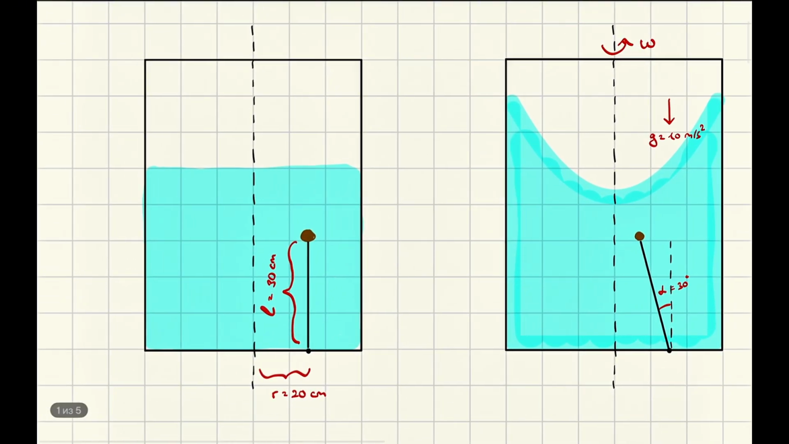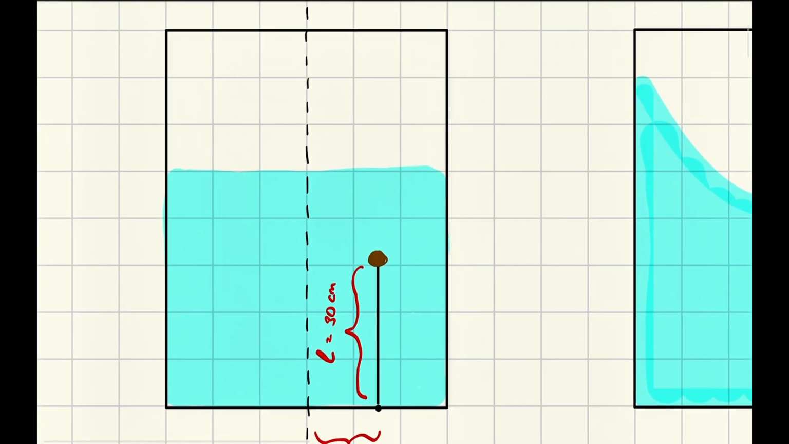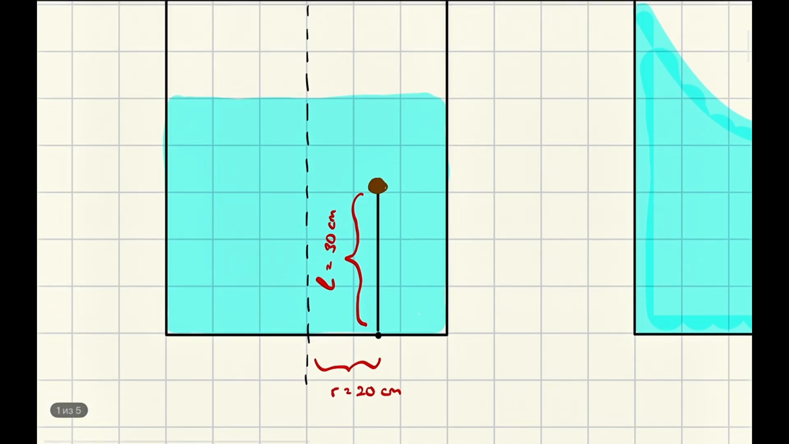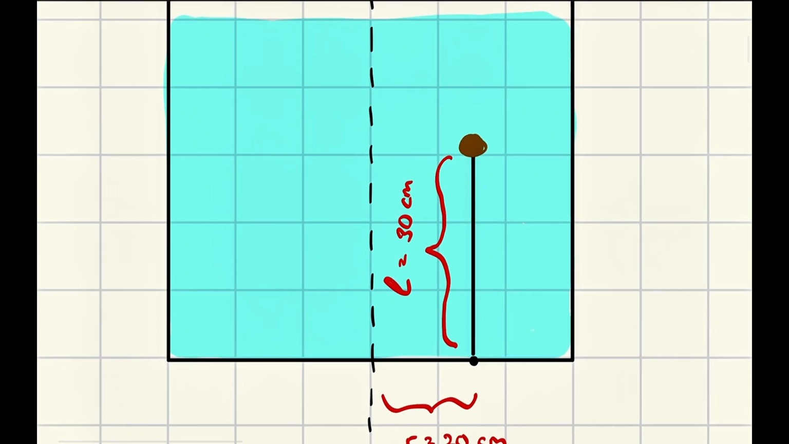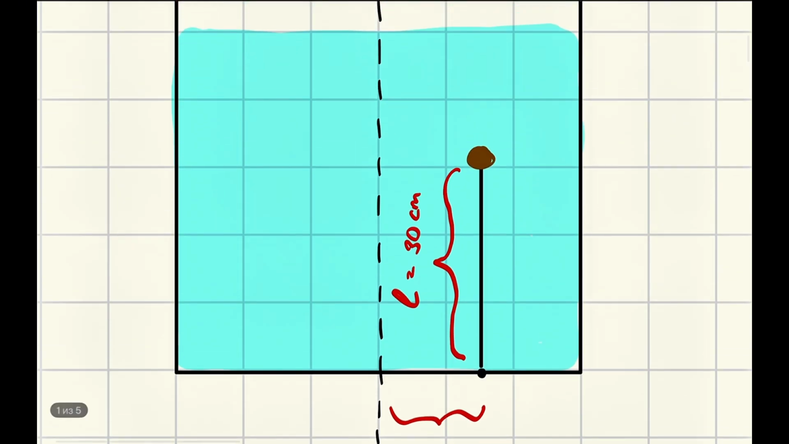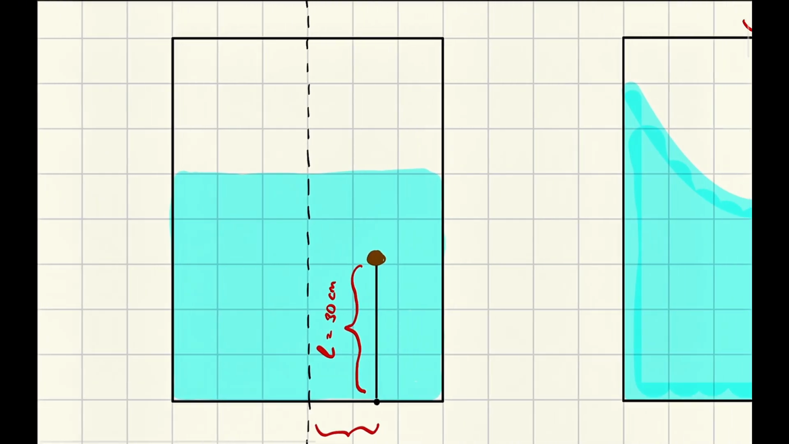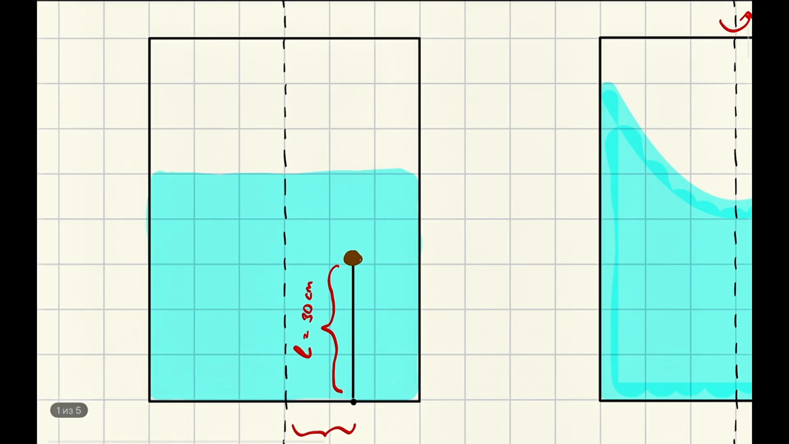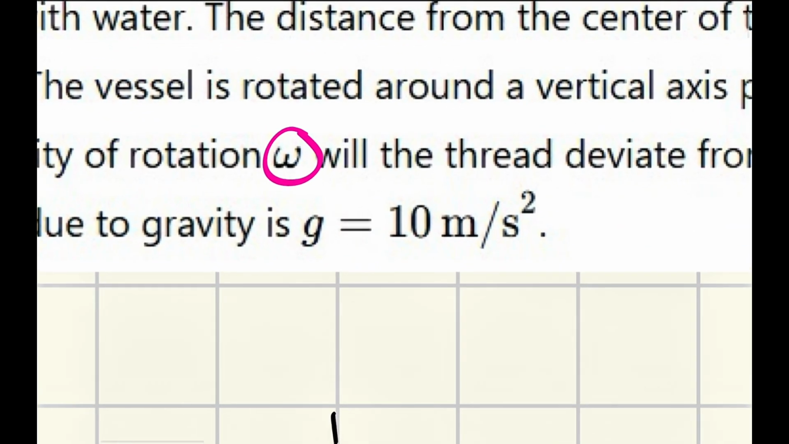Basically, what we have here is this picture. We have a vessel which is filled with water to a certain level. And we also have a wooden ball, this brown ball, attached with a thread to the bottom of the vessel, but not exactly at the center. It's a radius of 20 centimeters away from the center, and the length of the thread is 30 centimeters. At a certain point, this vessel starts to rotate with a certain angular velocity, and that's what we need to find in this problem. As you can see here, I have noted it.